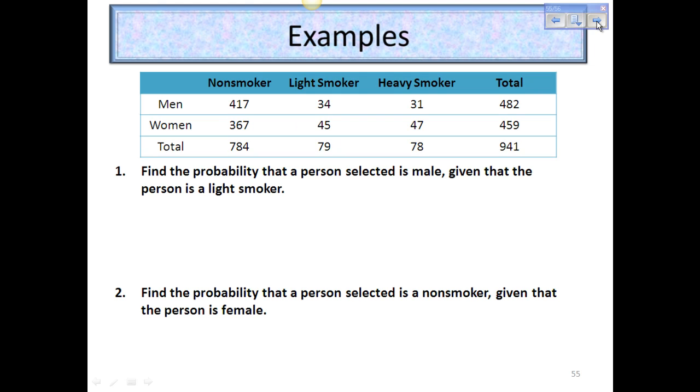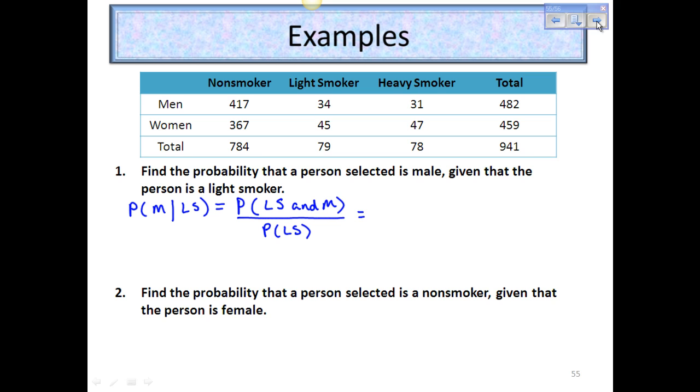Examples. Going back to that same table that we've used before, find the probability that a person selected is male given that that person is a light smoker. So the probability of male given that they are a light smoker. Now I really recommend that you write this out just like I'm doing with the notation initially, and then reverse that order and write it like it was in the formula, which becomes the probability of light smoker and male over the probability of light smoker.